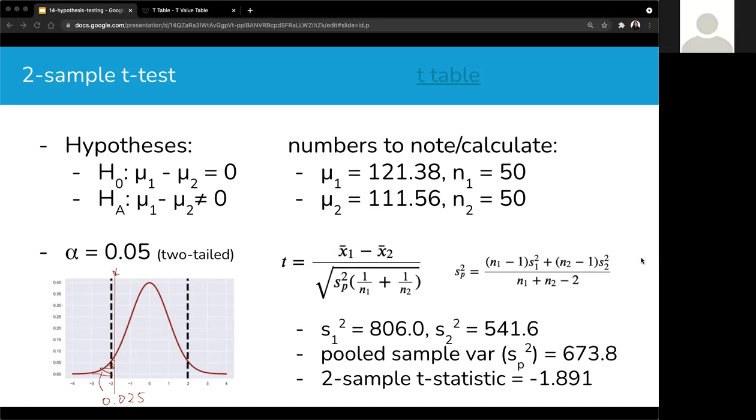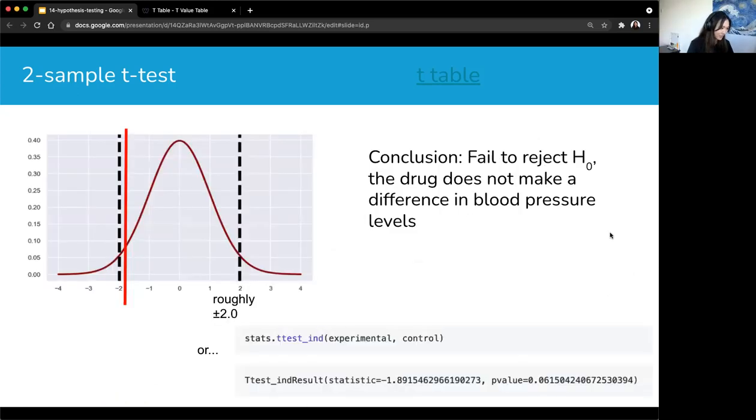You're welcome. I want to go quickly to the next slide because I'll just show you here that the conclusion is you fail to reject the null hypothesis that the drug does not make a difference in blood pressure levels. So within statsmodels, which is a library that you'll see in your labs, you can do this automatically. This is another way to do it, a one-liner using statsmodels, which is another library that we're going to talk about.